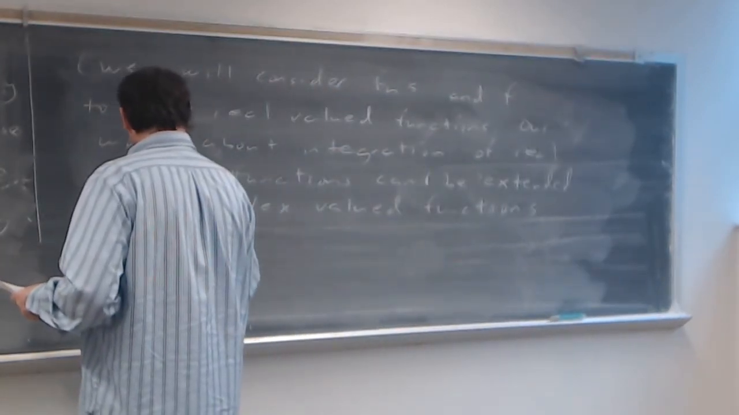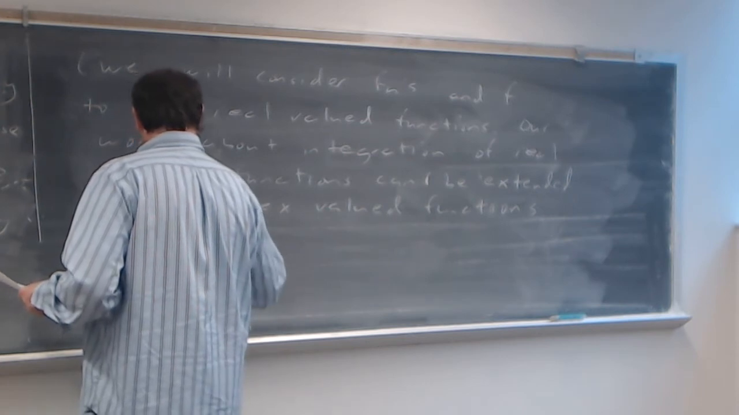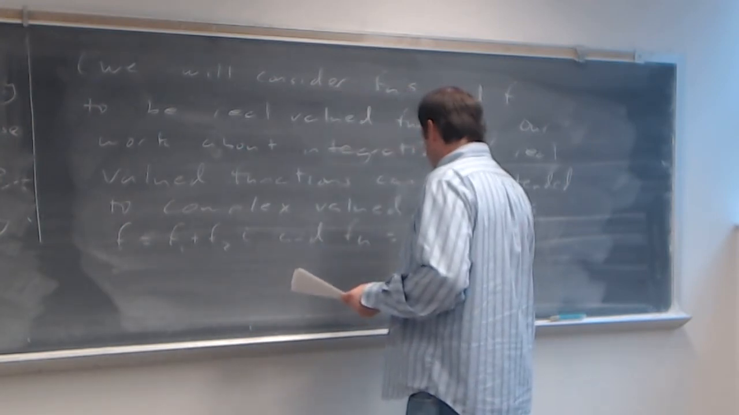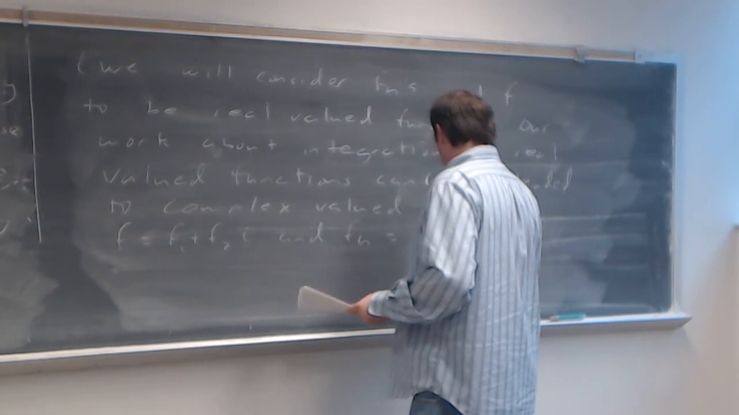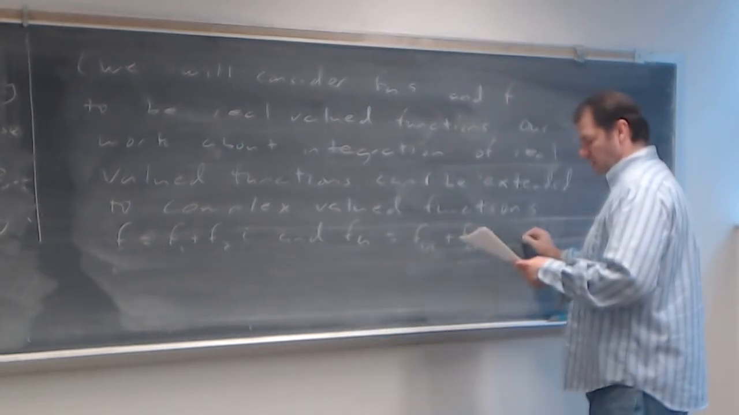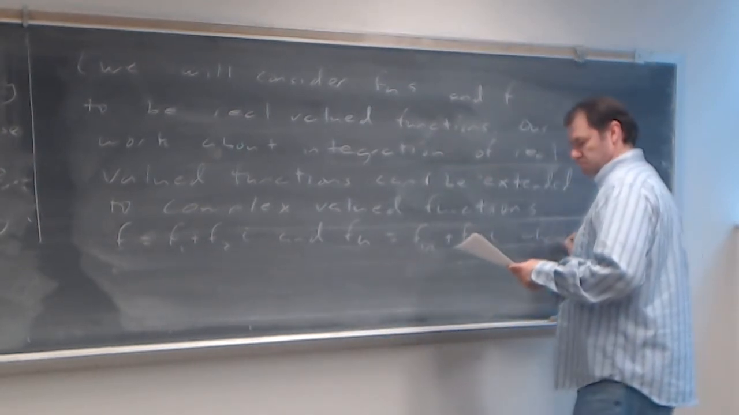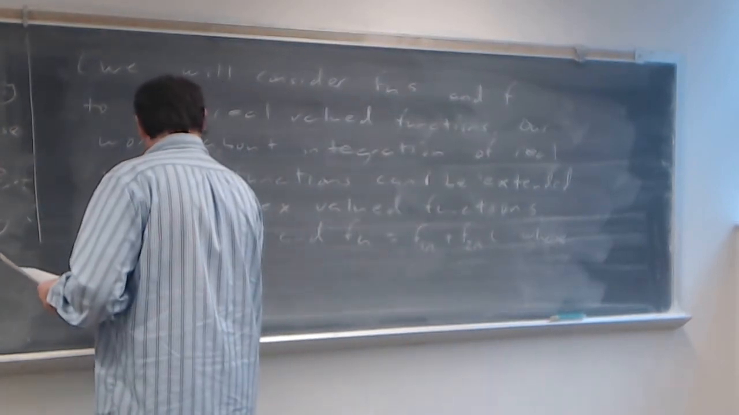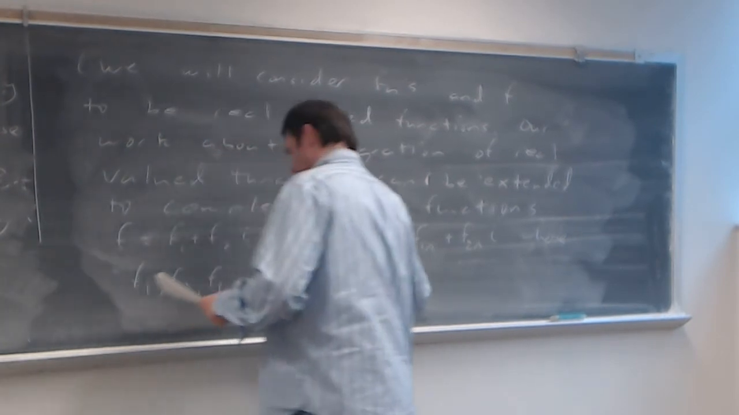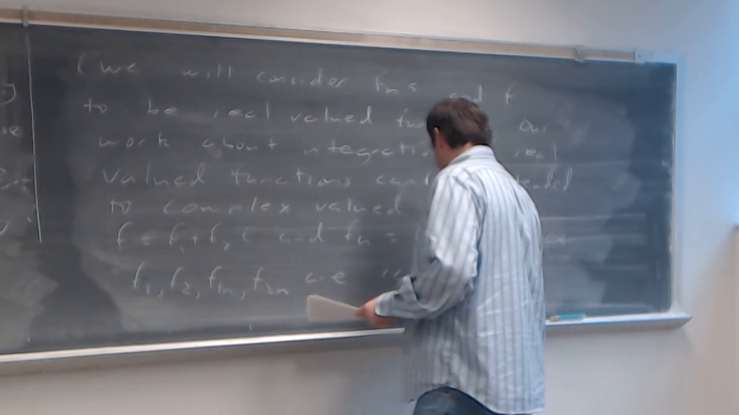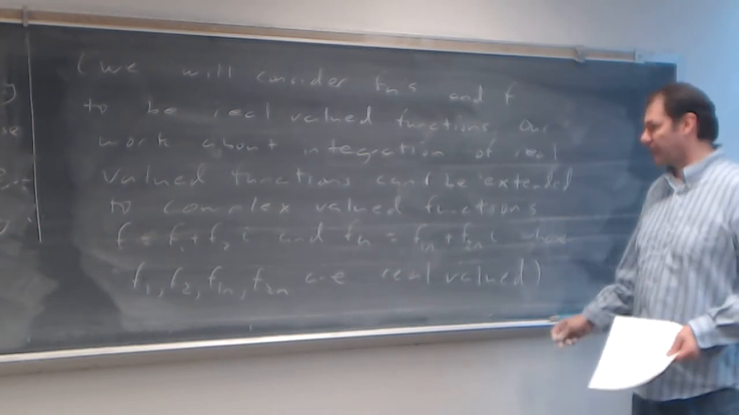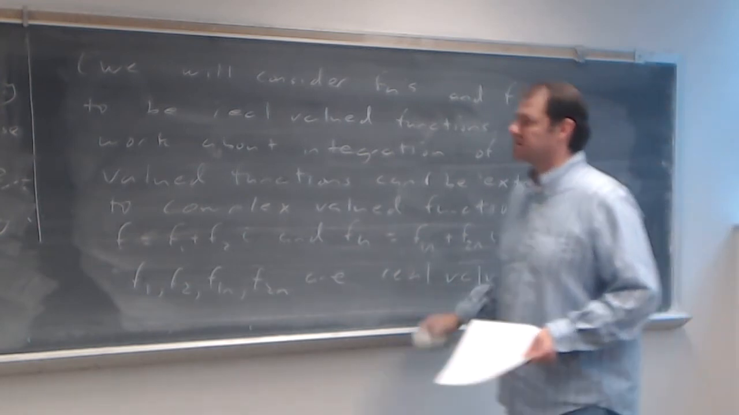f equal to f sub 1 plus f sub 2 times i, and f sub n's being equal to f sub 1n plus f sub 2n times i, where f sub 1, f sub 2, f sub 1n, and f sub 2n are real valued. So we're going to prove this theorem just talking about real valued functions. It'll extend, okay?